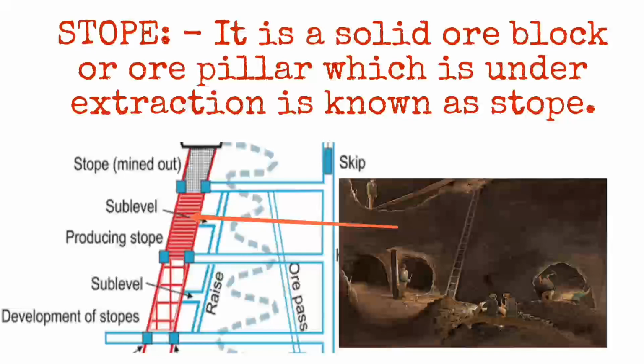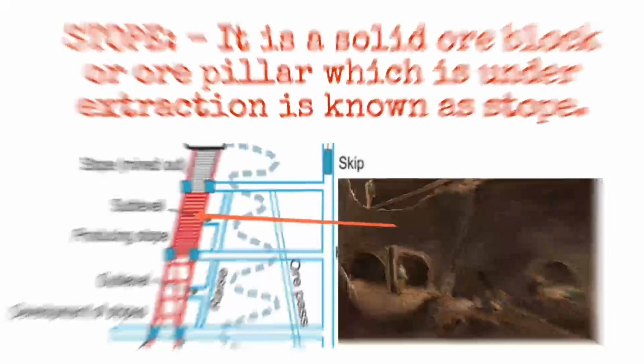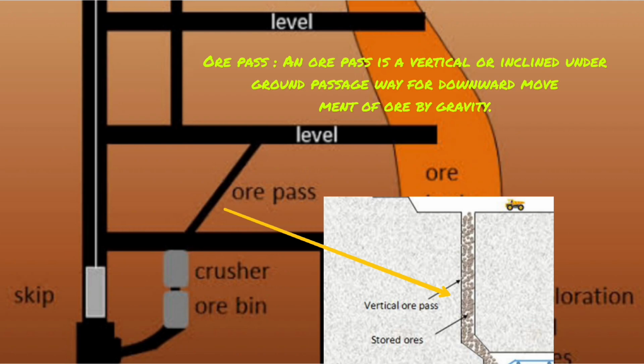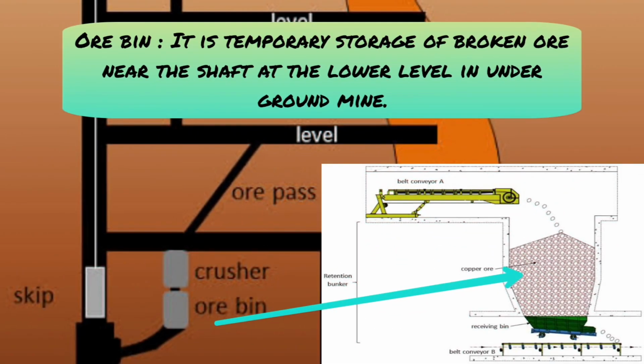Okay. Next we come to the ore pass. What is an ore pass? From an upper level to a lower level a passage is made, which is vertical or inclined underground, for the downward movement of ore by gravity. So it is a drivage, inclined or vertical, for the passage of ore by gravity.